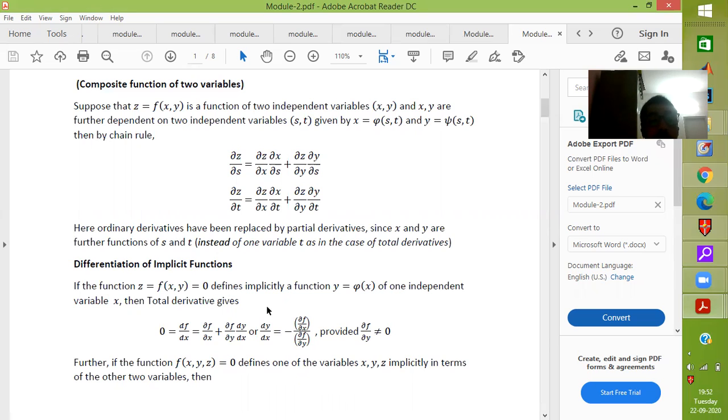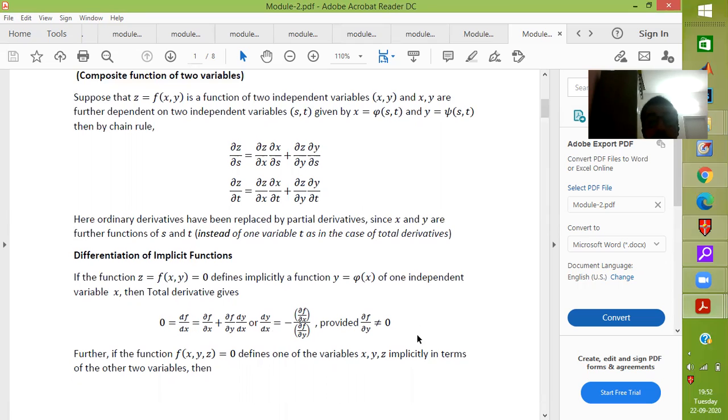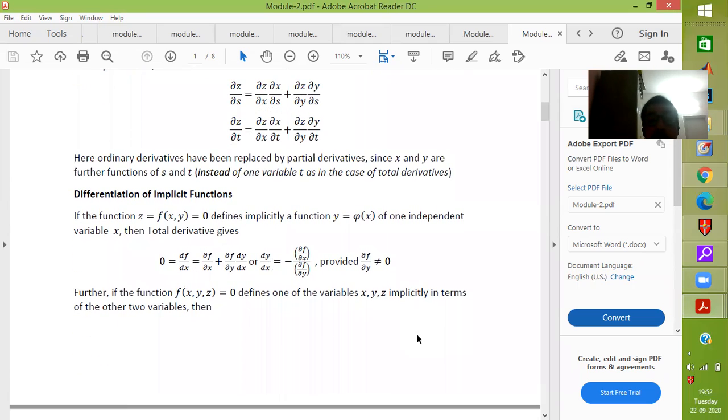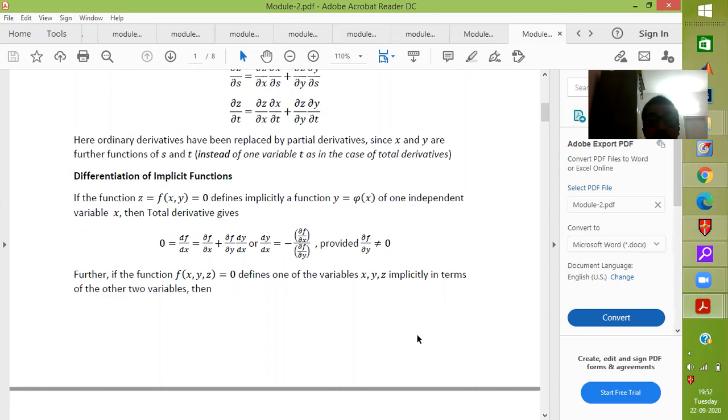For example, if f of x, y is equal to 0 is given to you, and we want to find dy by dx, the rate of change of y with respect to x, then we can apply the total derivative rule, and we get the result dy by dx is equal to minus the ratio of dou f by dou x and dou f by dou y, provided dou f by dou y does not vanish. This is a very famous principle by which we can find the derivative of y with respect to x in terms of the partial derivatives.